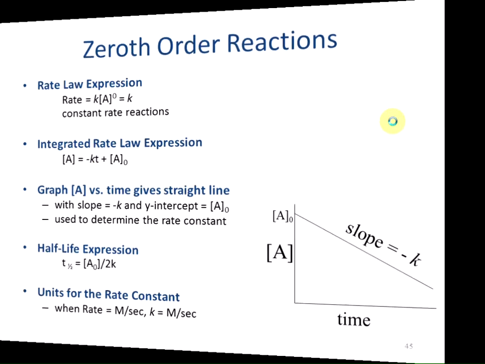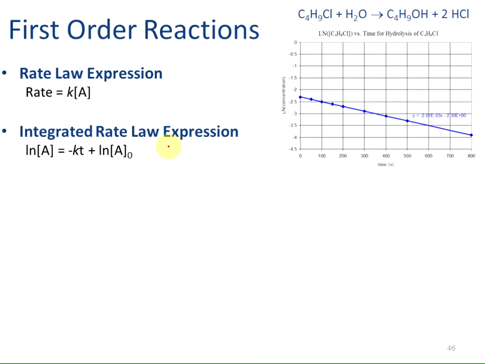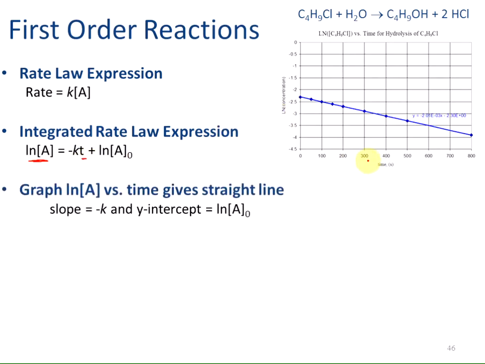Now let's look at the first order reactions. Remember, in a first order reaction, A is raised to the 1st power, so the rate law expression is rate equals k times the concentration of A raised to the 1st power. The integrated rate law expression is the ln of [A] equals negative kt plus the ln of the initial concentration. In this case, we're plotting the ln of [A] versus time, so the ln of [A] is on the y-axis and time is on the x-axis. From a graph, you can get the rate constant k, because the slope is negative k. And the y-intercept is going to be equal to the ln of the initial concentration.